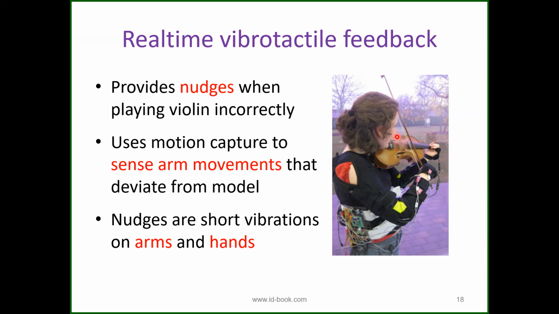If she plays the violin incorrectly, this haptic system or interface creates a nudge. A nudge is nothing but a small push or a vibration, short vibrations on the arm and on the hand, just saying that it is wrong. For example, if she's playing it incorrectly, then it is sensed by the sensors mounted on her body, which vibrates and sends a signal to the arm or the hand.